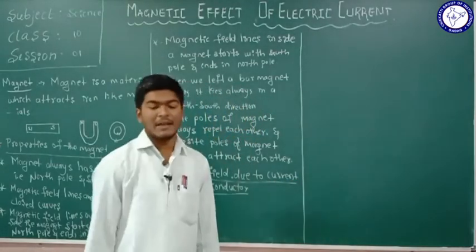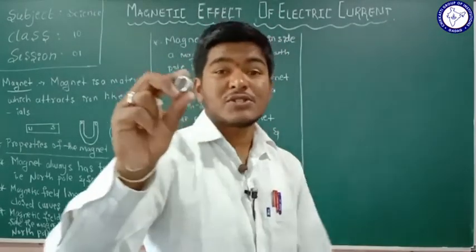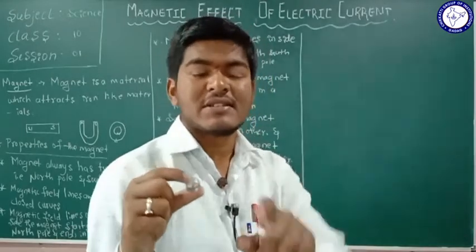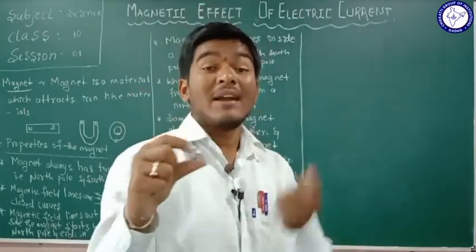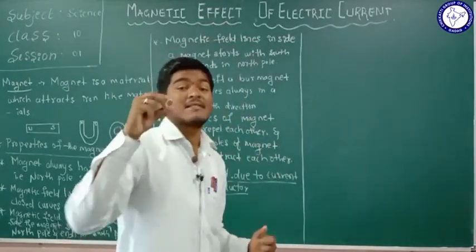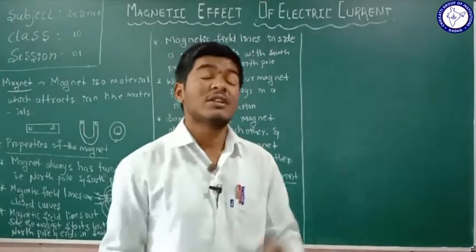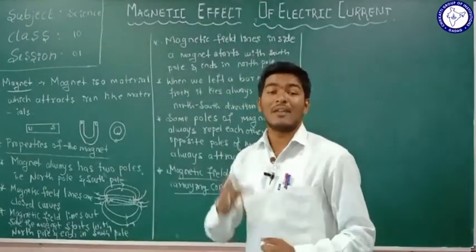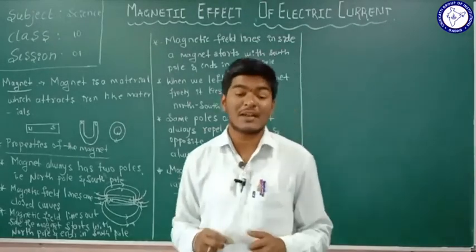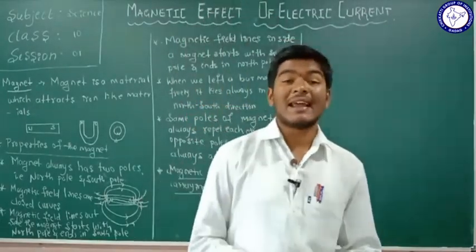When you place this compass near the current carrying conductor, it shows some deflection. This says that an electric current carrying conductor has a magnetic field. So when it has a magnetic field, then definitely it should have the properties of magnets. What are the properties, and how are they explained? That is explained by H.C. Oersted through the right hand thumb rule.